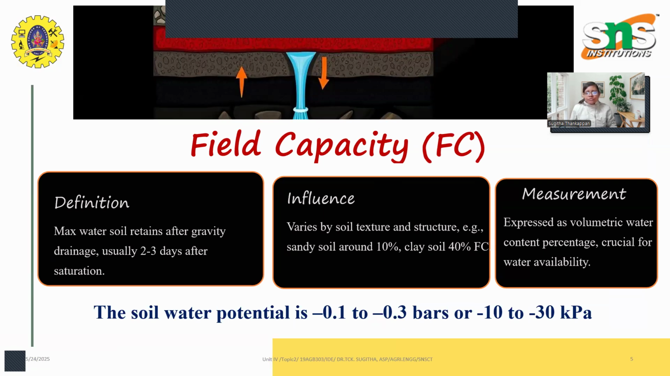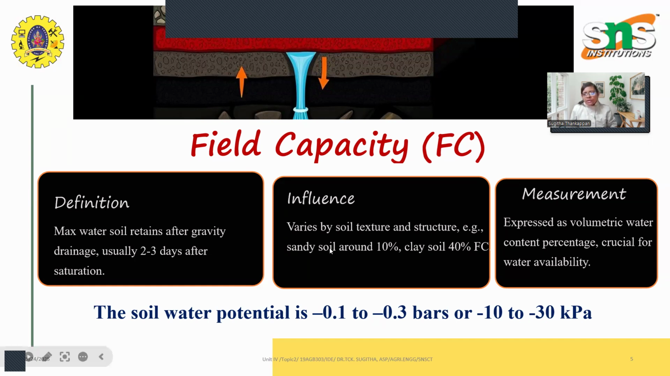So you have to remember a few concepts here in understanding the soil moisture constant. One is the field capacity. So what is field capacity or FC? This is the maximum water which is retained by the soil after gravity drainage, usually 2 to 3 days after saturation. So if there is rainfall today, and you take into account how much water is retained by the soil after 2 to 3 days, we call it field capacity. That is the maximum water that is retained. We call it FC.